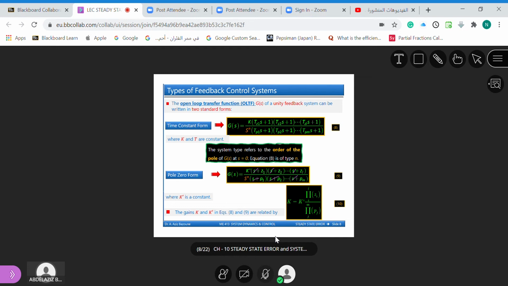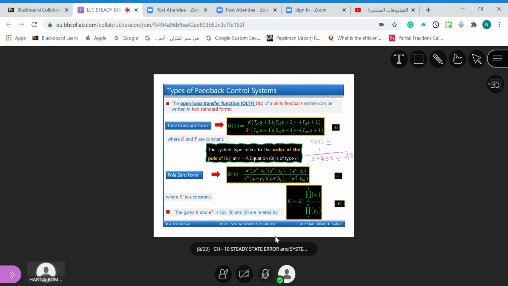So remember, I am not saying the order, Shabab. I am saying the type. If I write G of S like this, G of S will be equal to 1 over S squared plus 3S plus 43. What will be the type of this, Shabab? As an exercise for you, what is the type of this G of S?